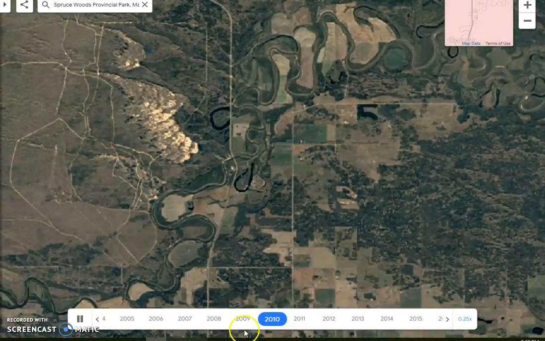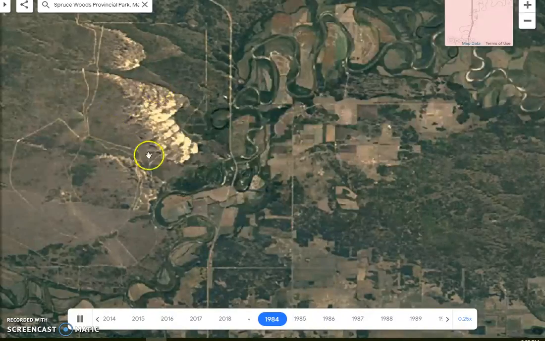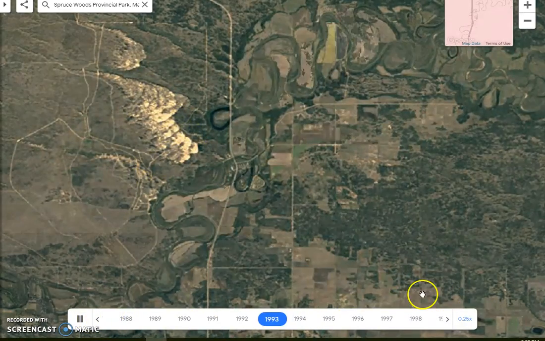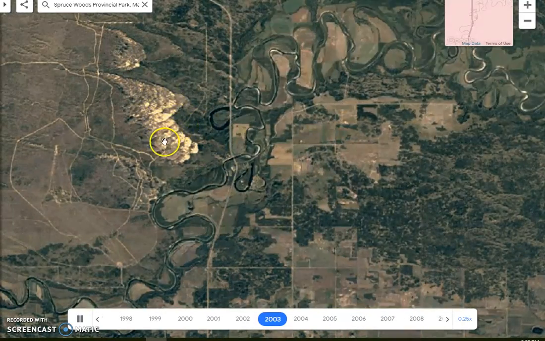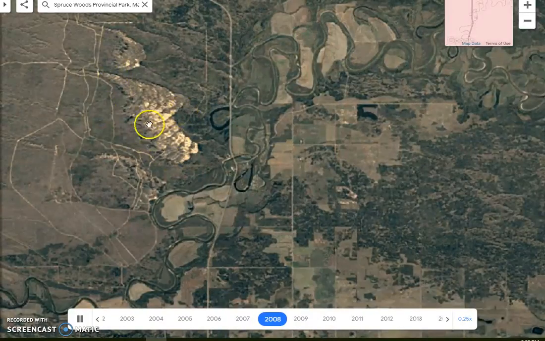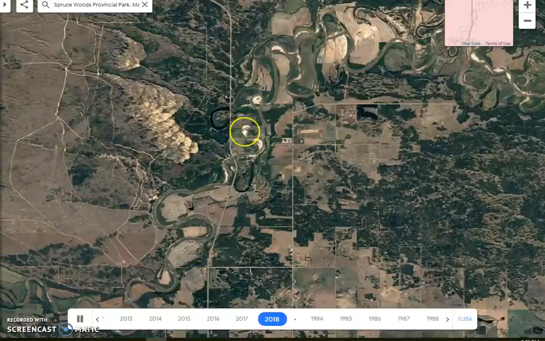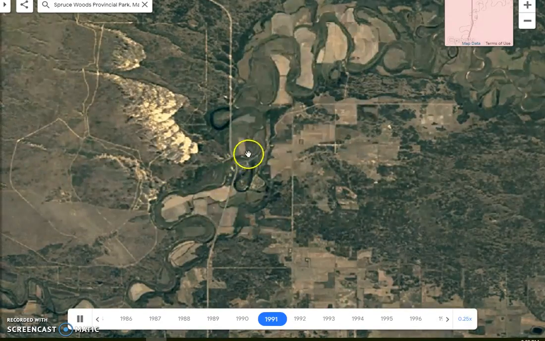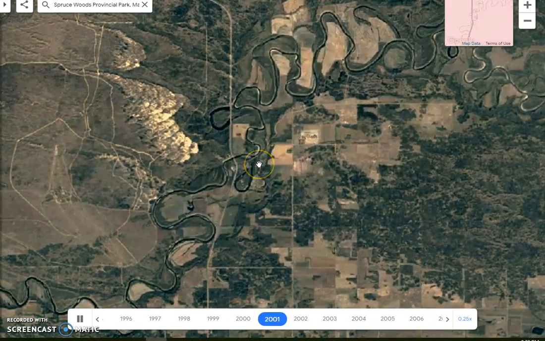I also wanted to showcase the movement of sand. I didn't see the movement that I wanted in the sand dunes here. This goes from 1984 to 2018. All I saw was vegetation growing in between the sand dunes, but not the movement I was hoping for. There is a lot of sand deposits in the Assiniboine River over time, so that was a neat process to be able to see over time.